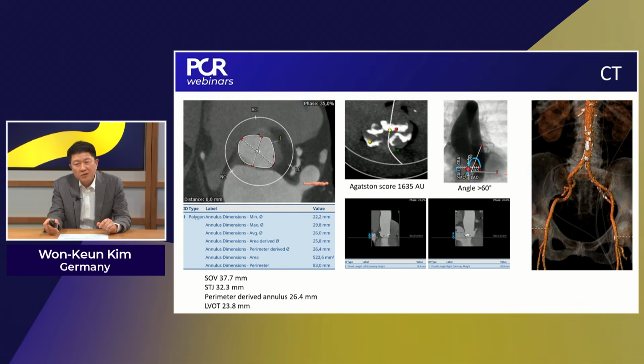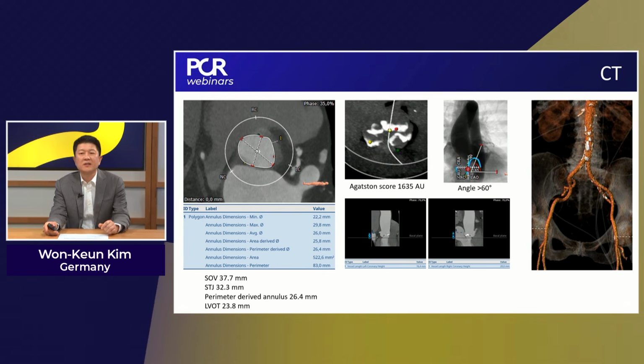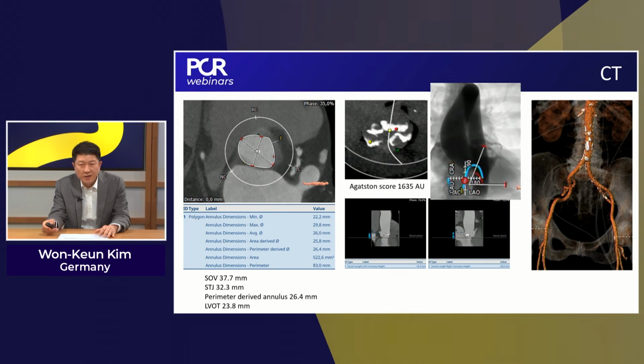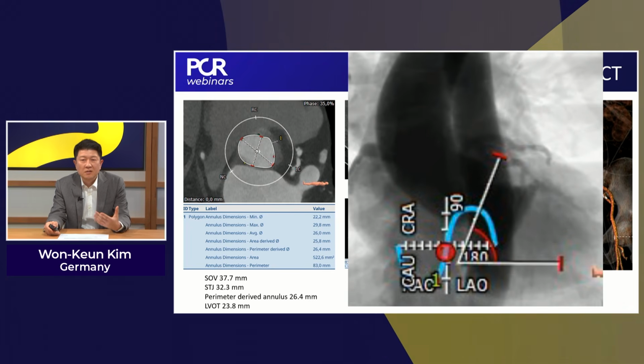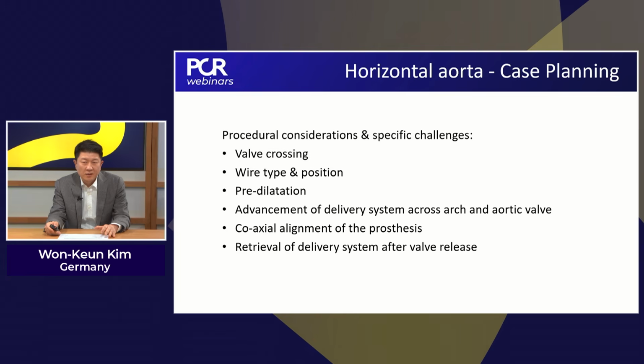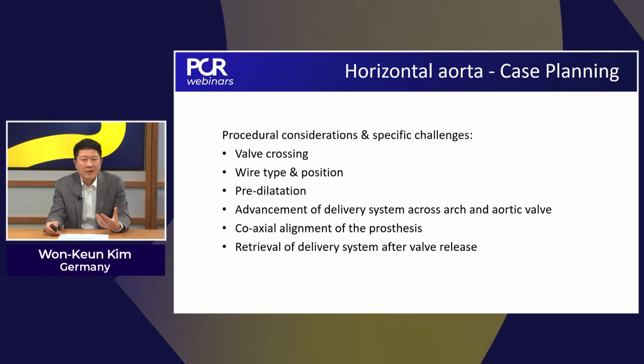And as I mentioned, if you look at the iliofemoral vasculature on the right-hand side, it's unremarkable. So it's a straightforward femoral axis. But you can see that the main issue in this anatomy is the horizontal aorta. And this demands very careful planning.